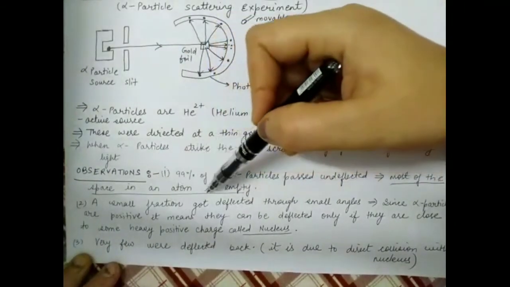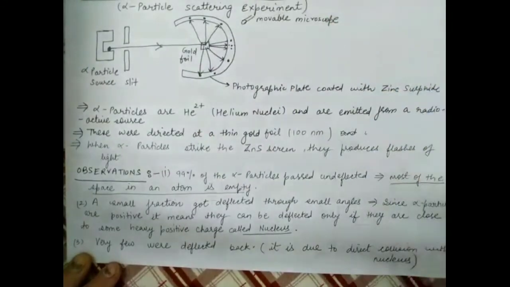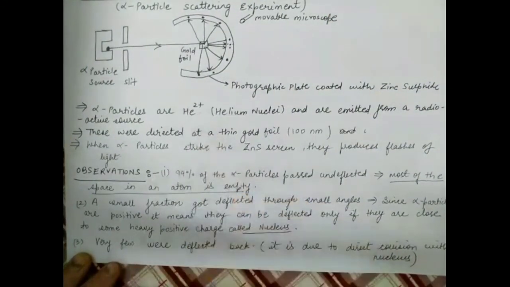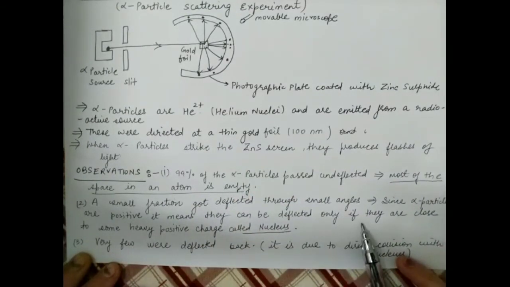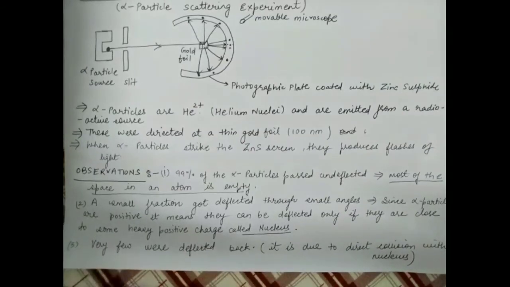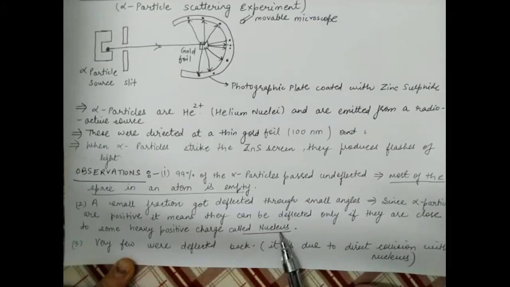A very small fraction of alpha particles were deflected through small angles. Now listen carefully. Since alpha particles are positively charged, a positive charge can be deflected only if it is close to another positive charge, because of positive repulsion. Suppose a positive charge passes close to a negative charge, then because of the attraction, the two will stick to each other. Since alpha particles are positive and they are deflected, they are repelled by something. It means in the atom there is some heavy positive charge, which he called the nucleus.